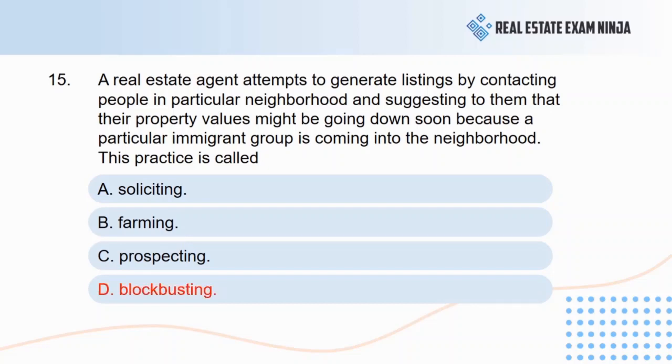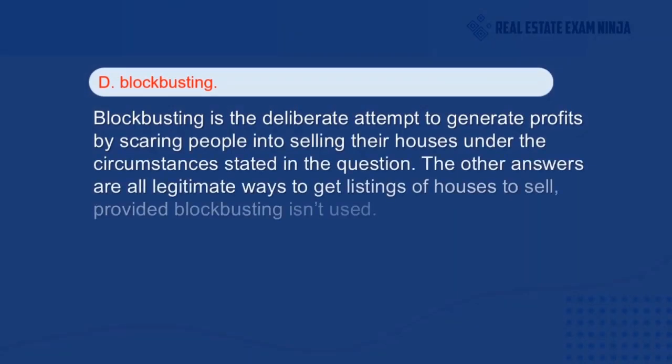The correct answer is D. Blockbusting is the deliberate attempt to generate profits by scaring people into selling their houses under the circumstances stated in the question. The other answers are all legitimate ways to get listings of houses to sell, provided blockbusting isn't used.